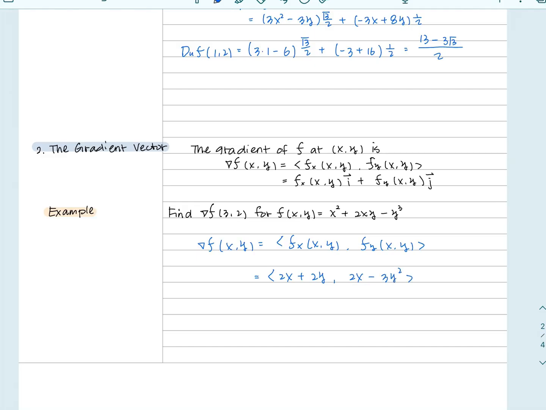So that's the gradient vector. And now, when x is 3, y is 2, you can find del f at (3, 2) by plugging in the numbers. So 2x is 6 plus 4, and then this is 6 minus 3 times 4, which is 12. Okay, so that's (10, negative 6). So that's the gradient vector. And what is a gradient vector? What do we know from a gradient vector?